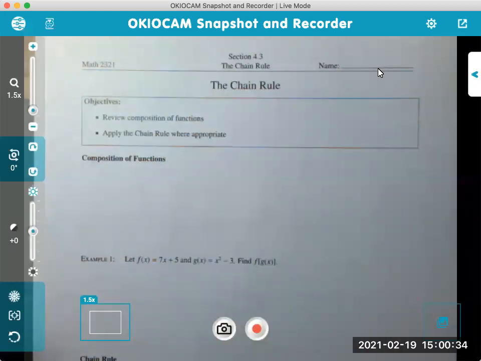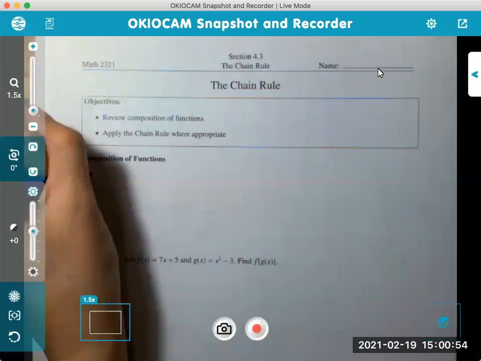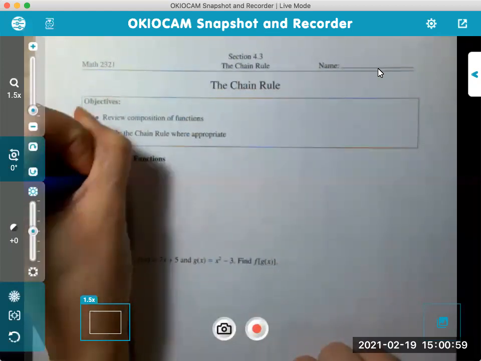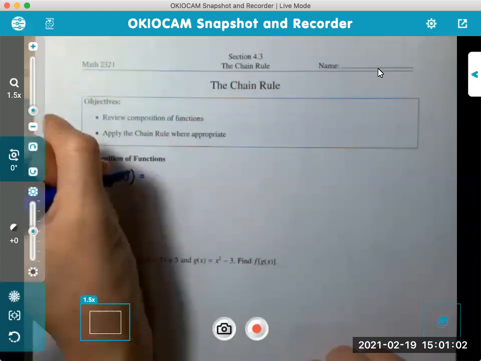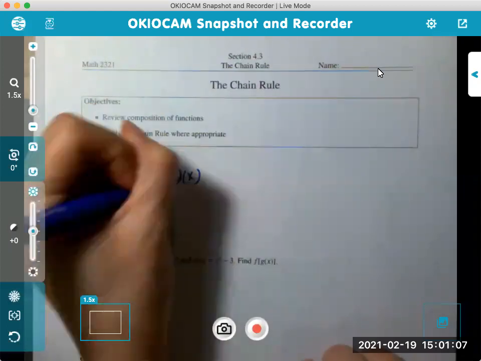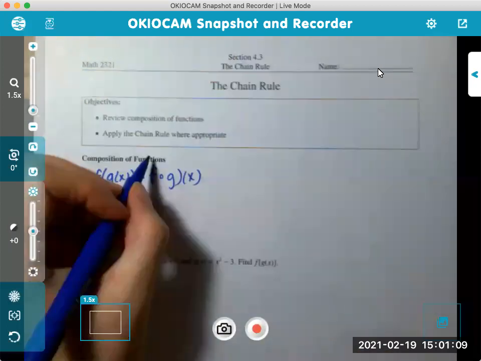So chain rule. First, we're going to talk about reviewing composition of functions and then apply the chain rule where appropriate. So composition of functions is from college algebra. Composition of functions, remember, is when you have, well, pretty much this right here. f of g of x is equal to f composed of g of x. This on the right is the composition.